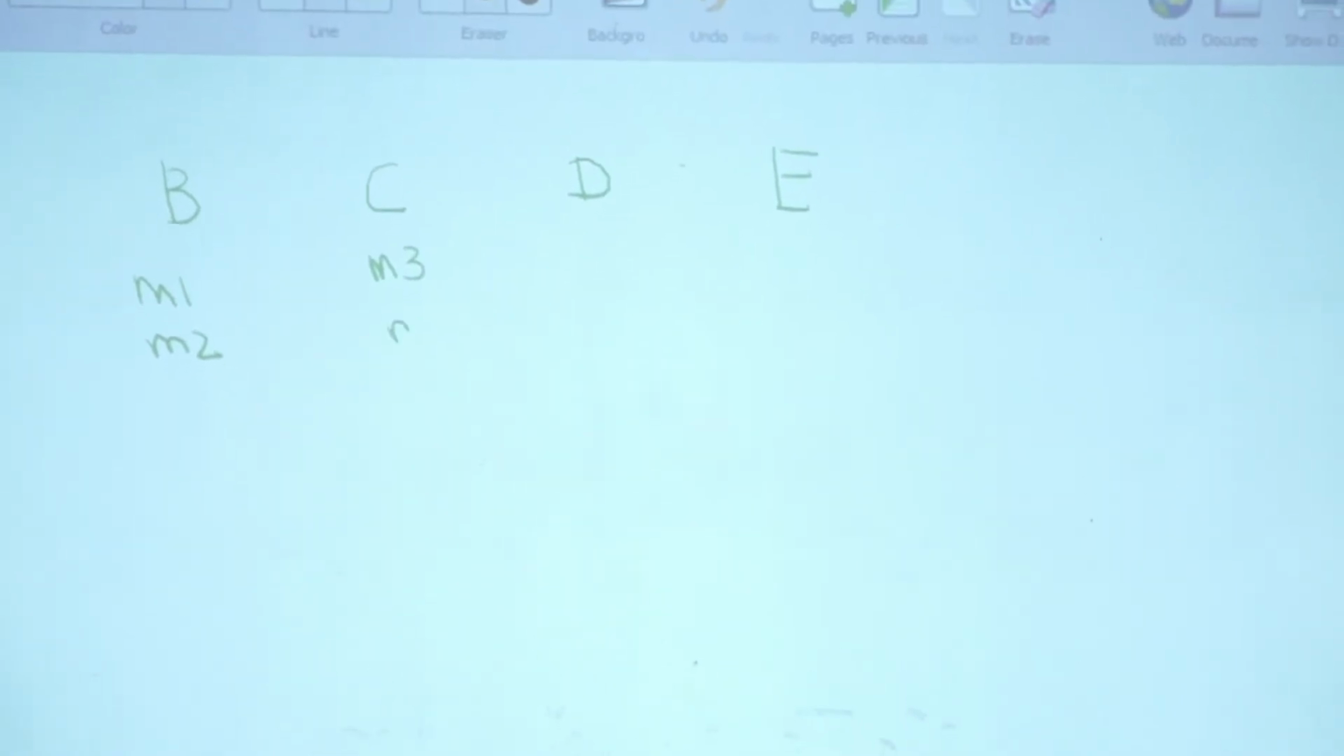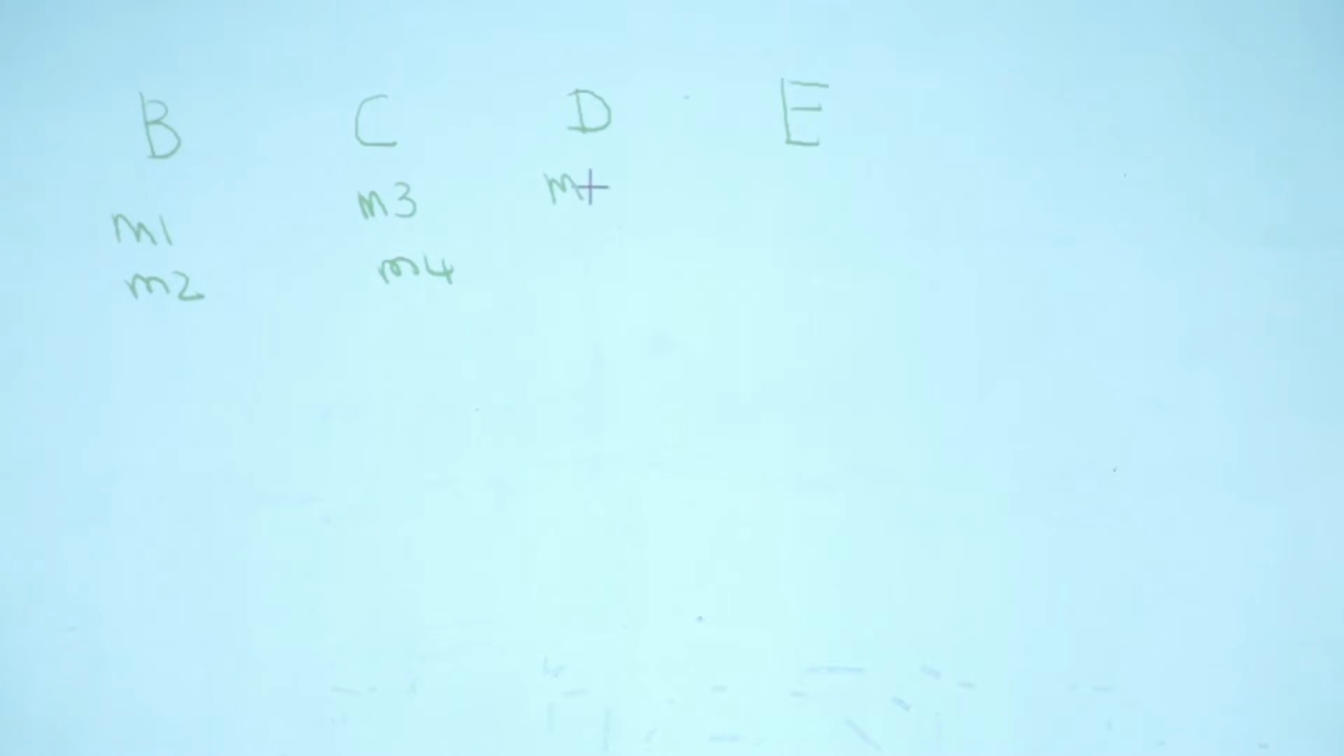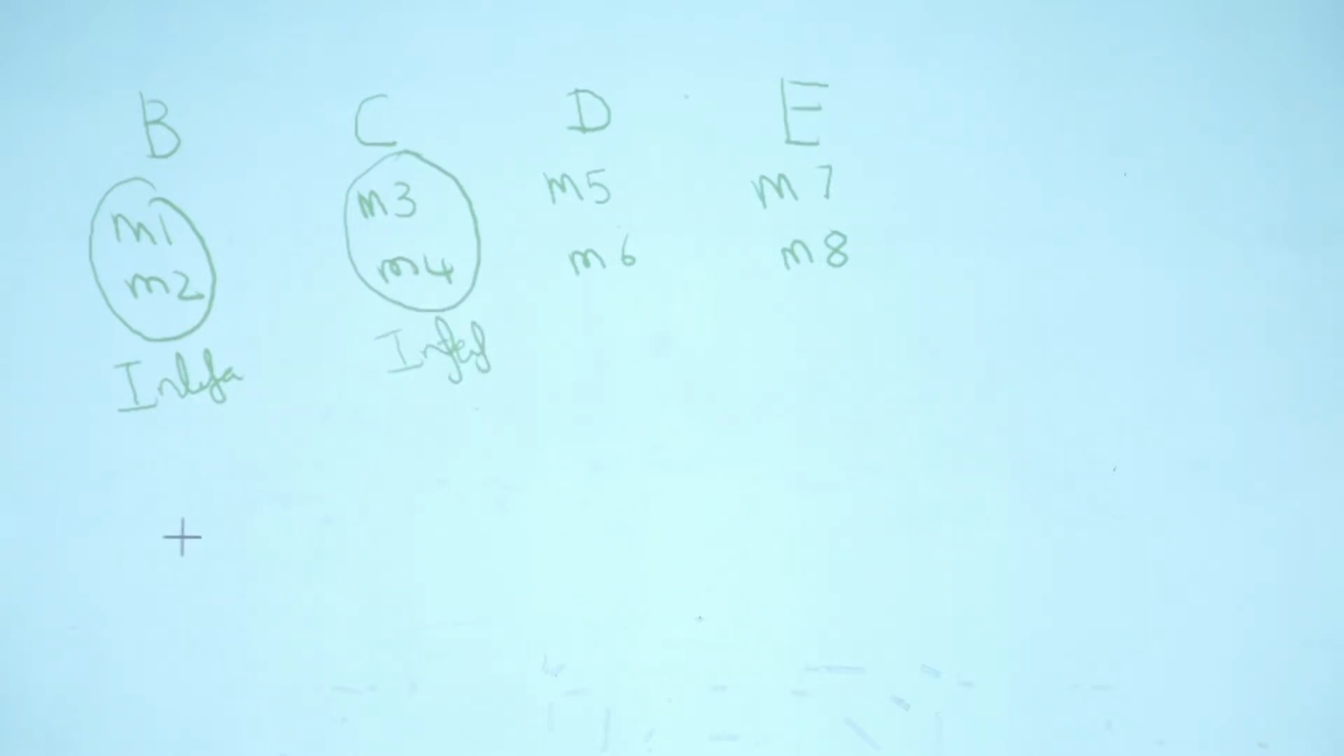So from B I like these two methods, M1 and M2. From C, I like the methods M3, M4. From D, I like these two methods, M5, M6. From E, I like the methods M7, M8. So the way this would be created is, rather than these being classes, they will be interfaces, the commonality. So let's call these interfaces I1, I2, I3, I4.